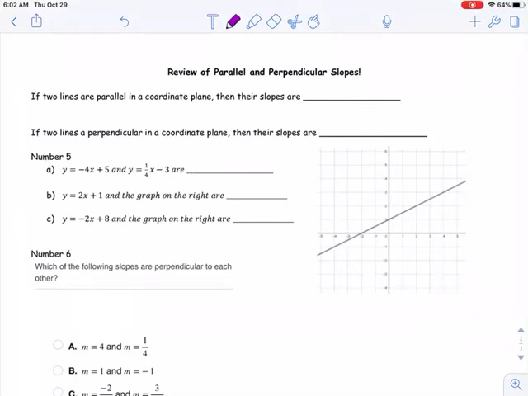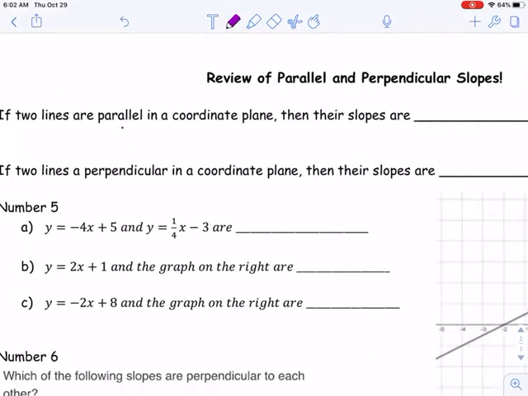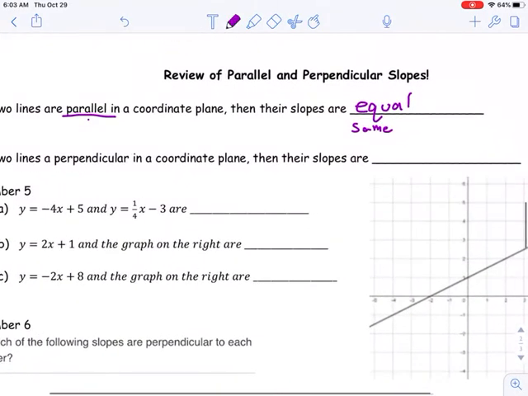All right, review of parallel and perpendicular line slopes. If two lines are parallel in a coordinate plane, then their slopes are... So remember, parallel lines have equal slopes. Or in non-math terms, you might say the same. If two lines are perpendicular in a coordinate plane, then their slopes are opposite.